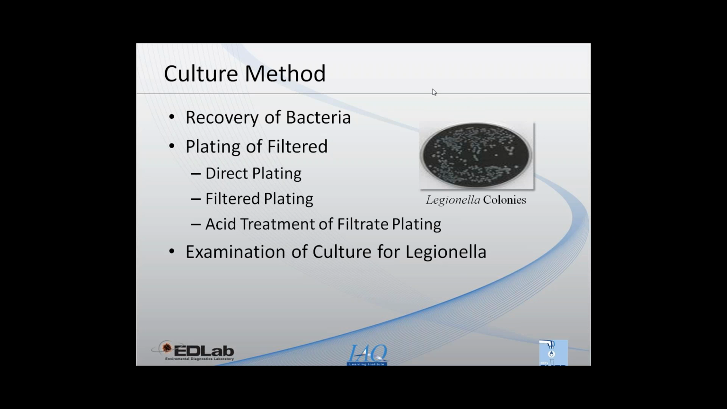So the next method that we have is the culture method of samples for Legionella that were received by the laboratory. This allows the recovery of bacteria, plating of filtered bacteria so that the concentration is higher. You can have direct plating to see whether Legionella will grow or not. You can perform filtered plating, which will increase the concentration of bacteria to hopefully give you a better growth of Legionella in order to find or detect it. And an acid treatment of filtrate plating is also used.